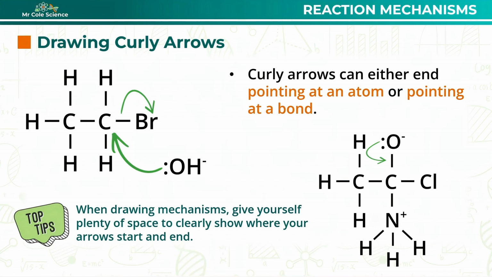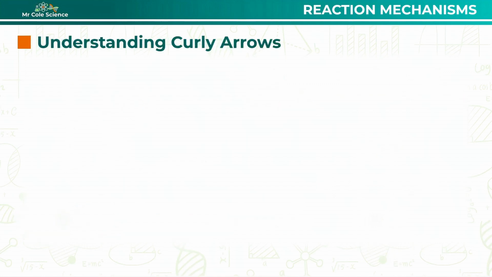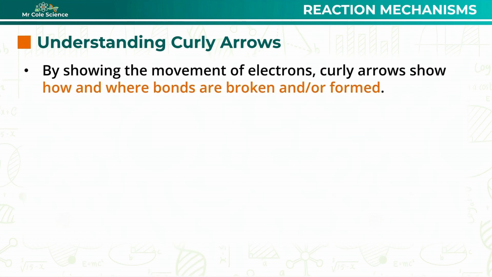Try to get into good mechanism drawing habits from the very beginning. So we've said what the arrows are representing, and we've talked a bit about where they should start and where they should end. But we haven't really explained what these arrows actually mean. Ultimately, curly arrows are showing how and where bonds are broken and/or how and where they are made.